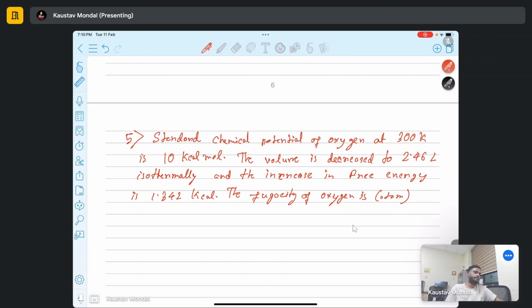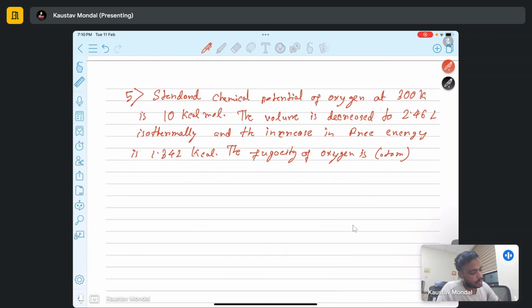Let me also write down the options. Option A is 9.5, option B is 1.0, option C is 5.46, option D is 7.87. These are the four options given.